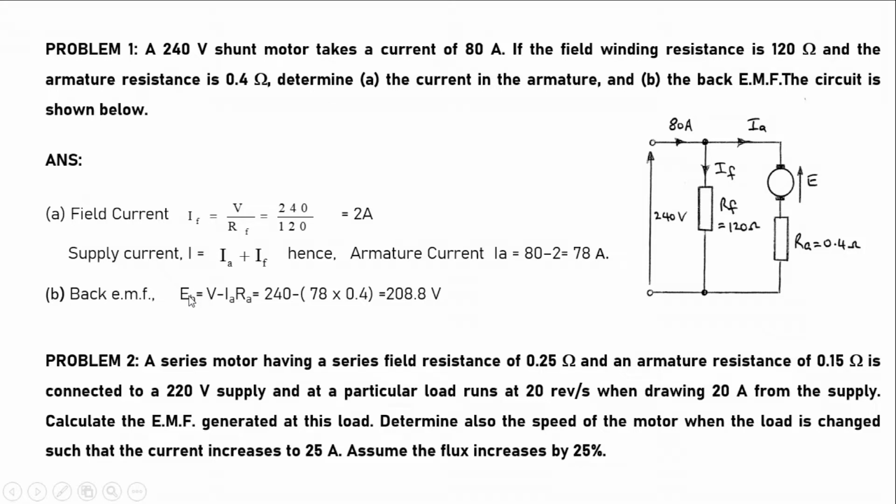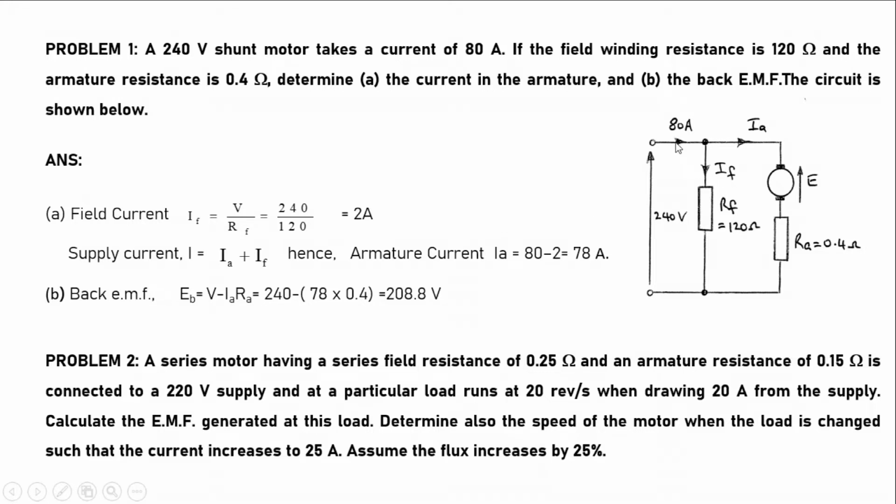First of all, the diagram is as shown like this. It has been given the armature resistance 0.4 ohm, the field circuit resistance 120 ohm, and the terminal voltage 240 volt. This shunt motor takes a current of 80 amps. Takes in the sense is always a line current. So the armature is taking current from the line, 80 amps. The field winding resistance and armature winding resistance have been given, and we need to find out the armature current.